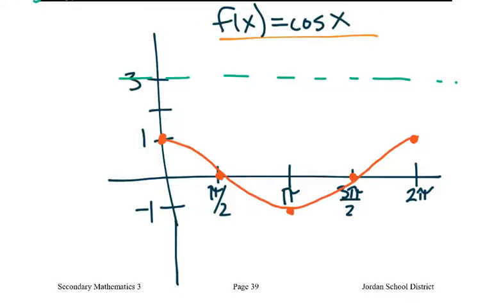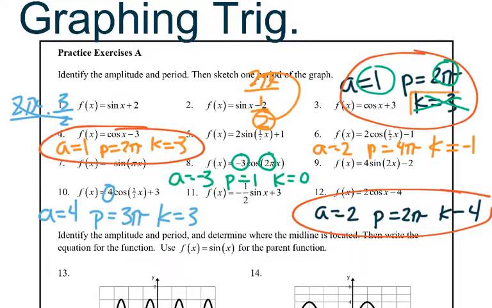So we start up 1, okay? We're also going to end at 2 pi, up 1. Now halfway between, at pi, we're going to go down 1 from that, and then at pi halves and 3 pi halves, it'll be on that midline, and it'll look just like that. Okay? Basically just shifted everything up by 3, and the amplitude stayed the same.